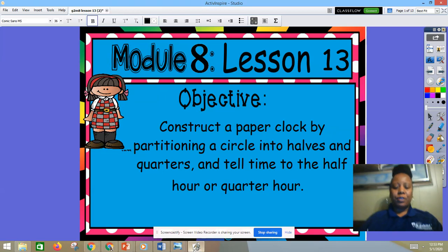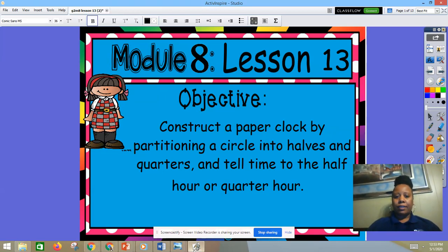Hello, boys and girls. Today we're going to work on telling time. First, we're going to partition a circle into halves and quarters and tell time to the half hour or quarter hour.